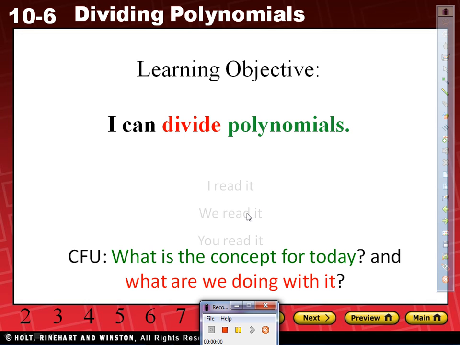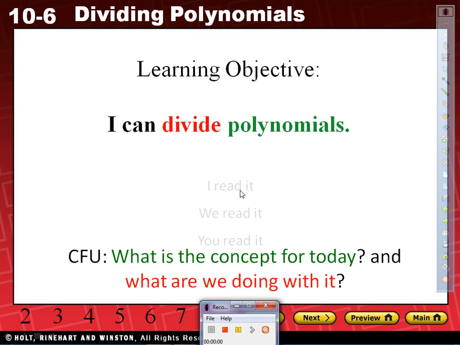So our objective for today: I can divide polynomials. Let's read it together. 1, 2, 3. I can divide polynomials. So check this out. We already came back again to polynomials. We haven't really left them all year. We've been looking at them.